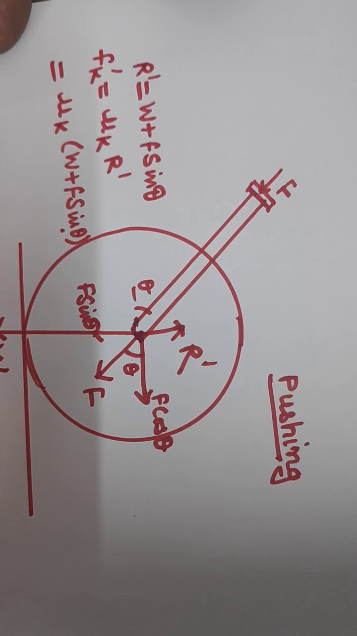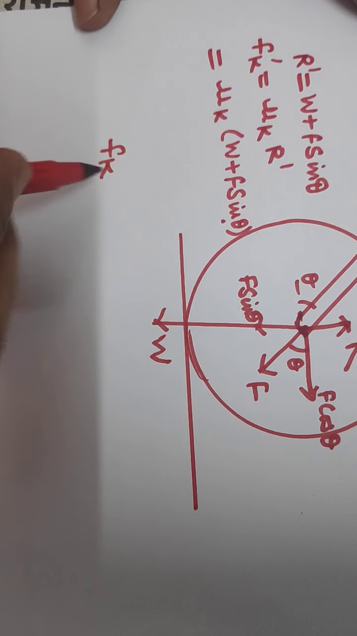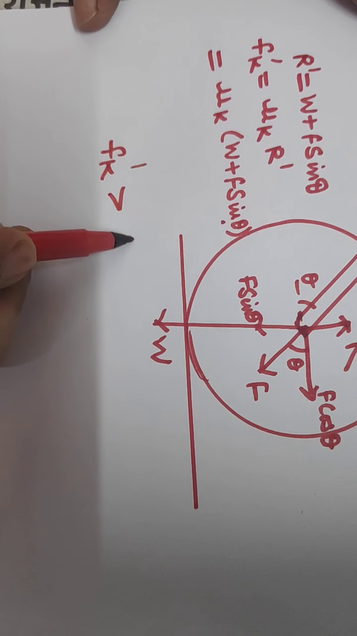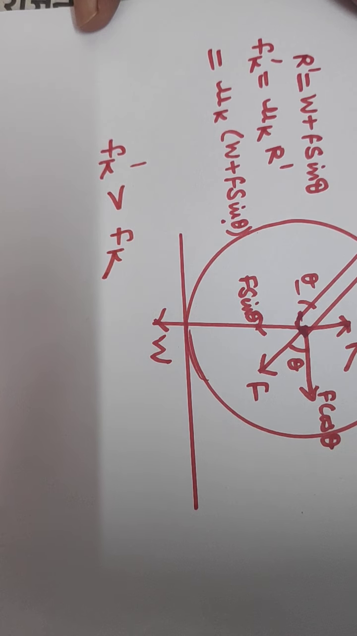So clear, Fk dash is greater than Fk. That means in case of pushing, the force of friction is more. Okay, so it is easier to pull a body than to push it.